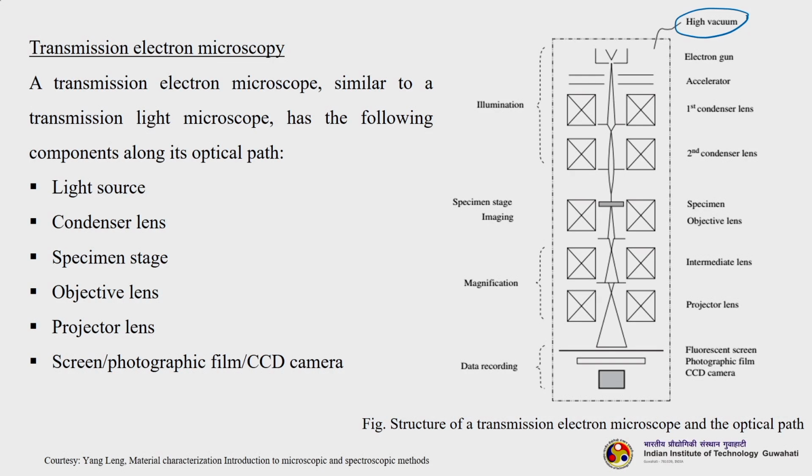TEM, similar to a transmission light microscope, has the following components: a light source, a condenser lens, a specimen stage, an objective lens, a projector lens, then a screen, photography film and a CCD camera. You can see there is an electron gun here. Then we have the accelerator, then the first condenser lens and second condenser lens. Then we have the specimen. So, this is the specimen.